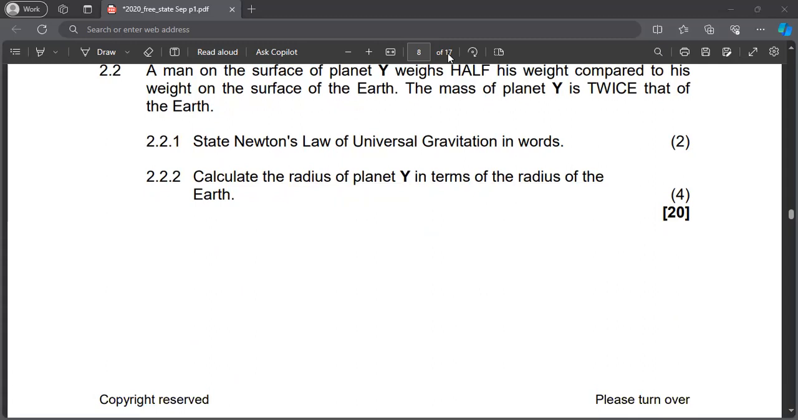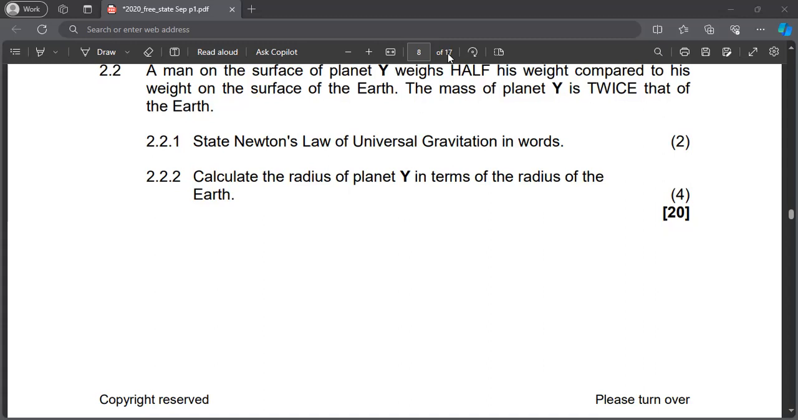The first question says, state Newton's law of universal gravitation. Well, you can do that, I trust you. Then the last one says, calculate the radius of planet Y in terms of the radius of planet Earth. So you know these questions. You did maths, right? They can say, calculate the length of this in terms of X. So you shouldn't be intimidated by this question.